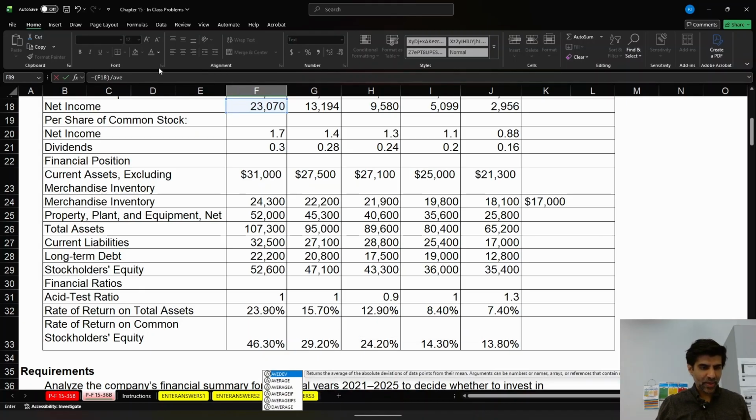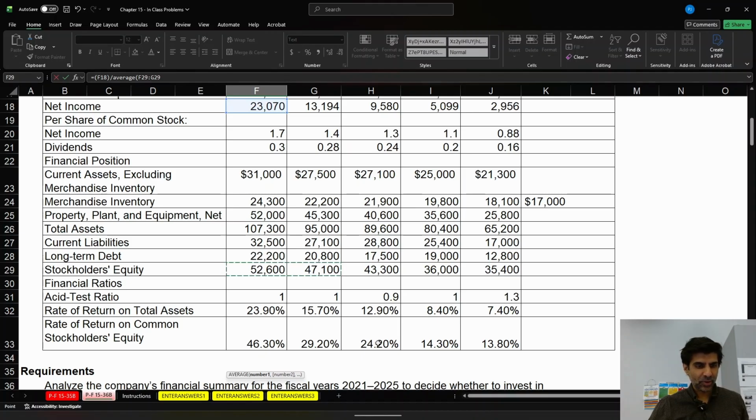And then we're going to divide by the average of the shareholder equity. So just these two on line 29. Okay, so that's, as we call it, the book value of equity. This represents contributed capital plus retained earnings.